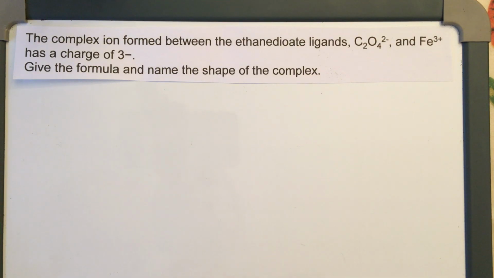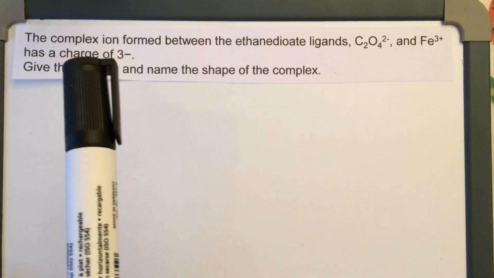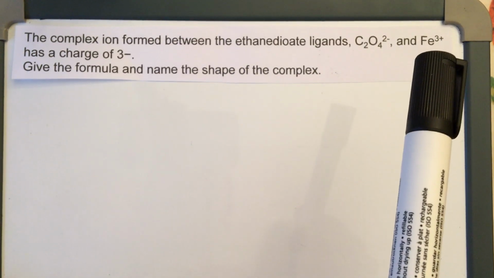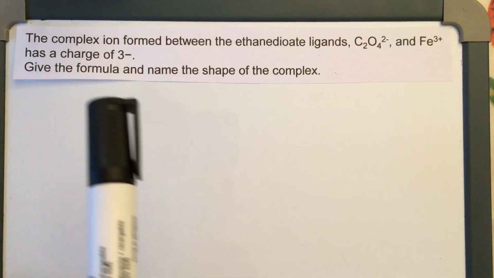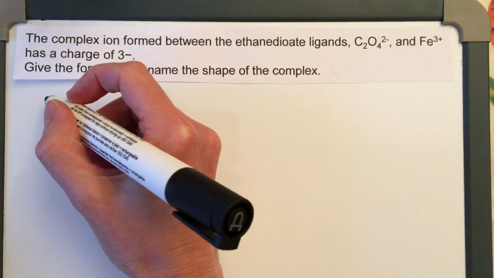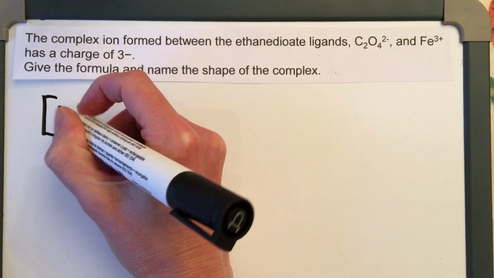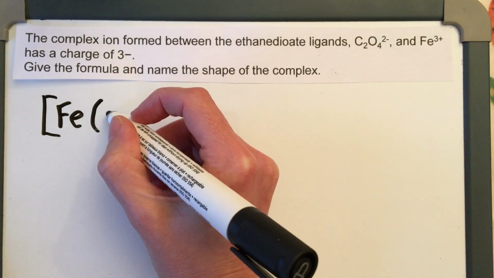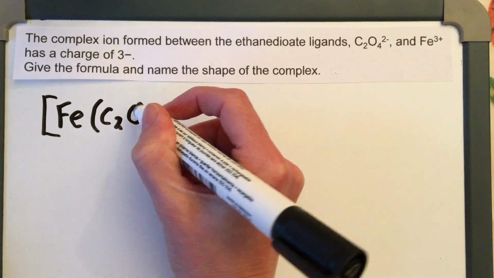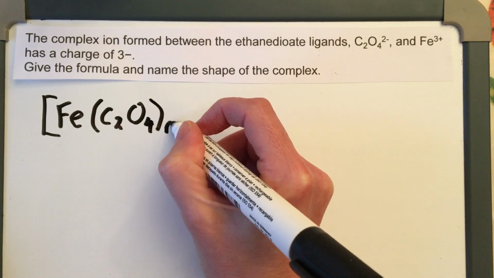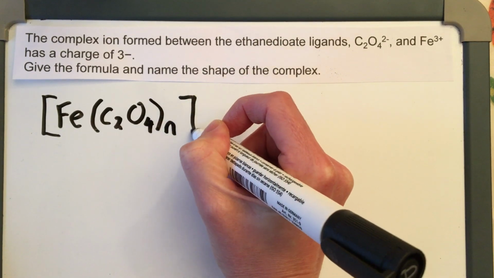This is a video about finding the formula and the shape of a complex. We are told that there's a complex ion formed between the ethanedioate ligands, C2O4 2-, and iron 3+, and overall the complex has a charge of 3-. So if I write that using the standard notation, the square brackets to indicate a complex, it's got iron in it, and it's got some ethanedioate ligands in it. We don't know how many of those, so I'm going to put n to represent a number. We don't know what that is yet.